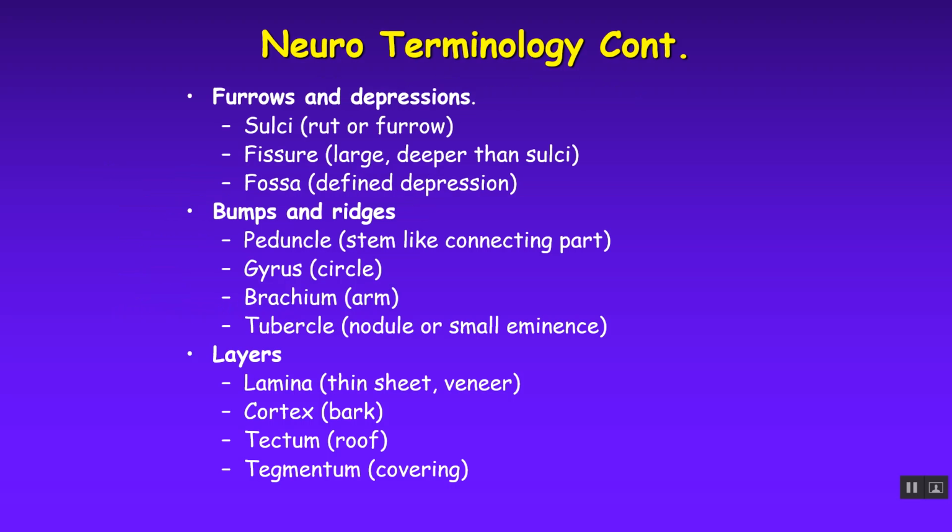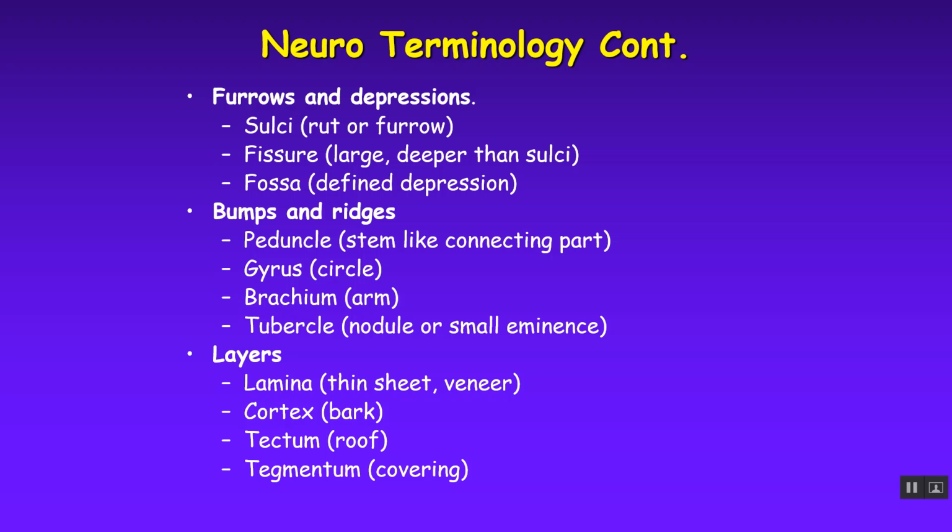More terms. Furrows or depressions. So things that are like depressions or furrows within the nervous system. We're usually talking about now our surface features. These are features that are on the surfaces of your nervous system, okay? A sulci, that's a rut or furrow. So if we look at the surface of the brain, it has lots of sulci, all those depressions. A fissure is larger than a sulci. It's a deeper kind of division, okay?